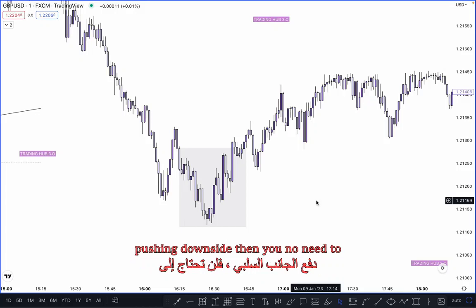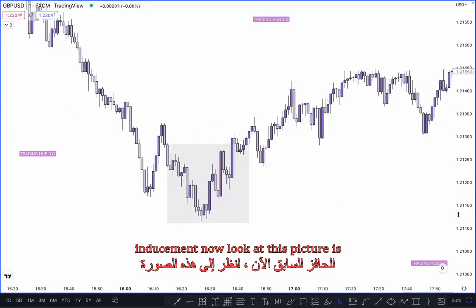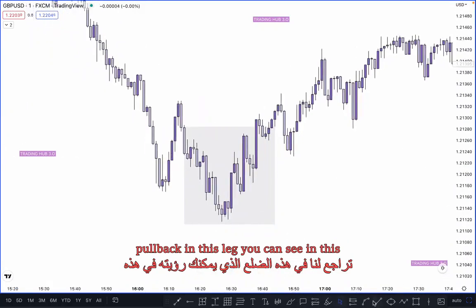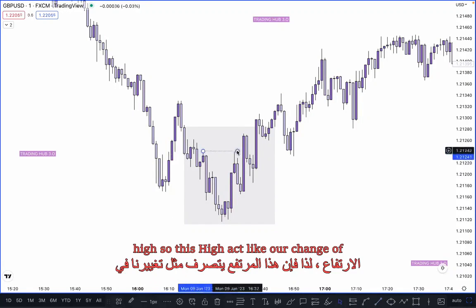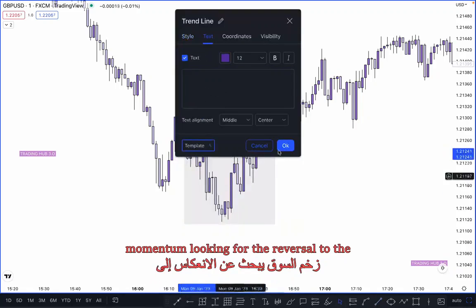If the market continues pushing downside, then you don't need to switch into the lower time frame until it taps on the POI and sweeps the previous inducement. Now look at this picture very carefully. Where is our first pullback in this leg? You can see in this leg, where is our first pullback? This high. So this high acts like our change of character at this point.